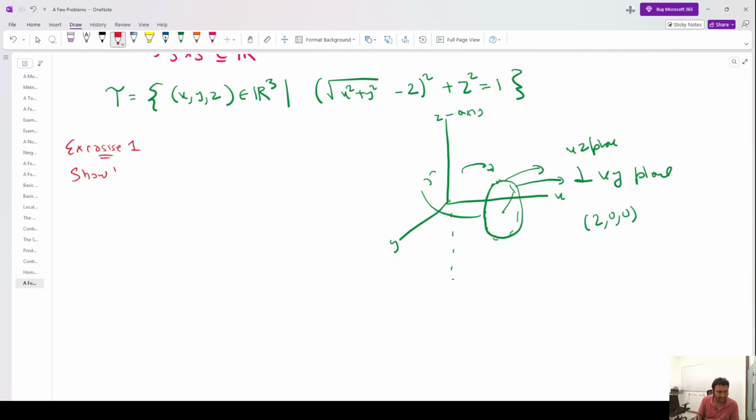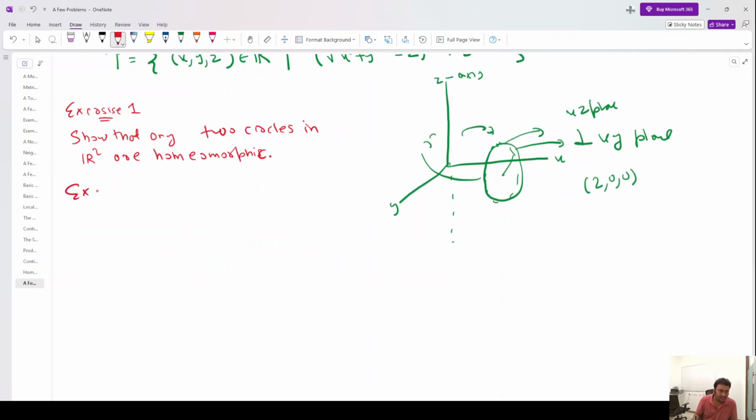Show that any two circles in R2 are homeomorphic. Any two circles. I'm talking about circle, not disk. There is a difference. When you write in school area of circle, it's not a very correct word. It's the area of the region bounded by the circle. Okay.